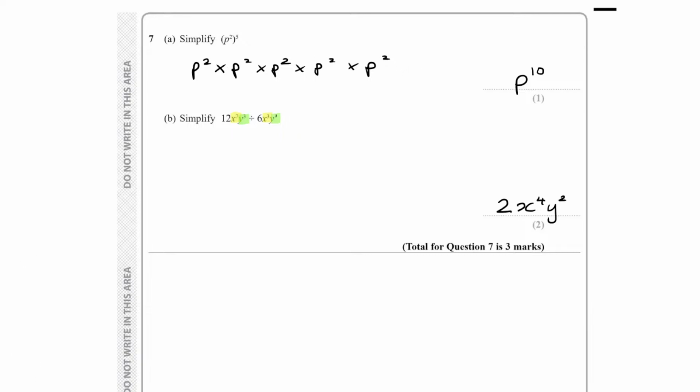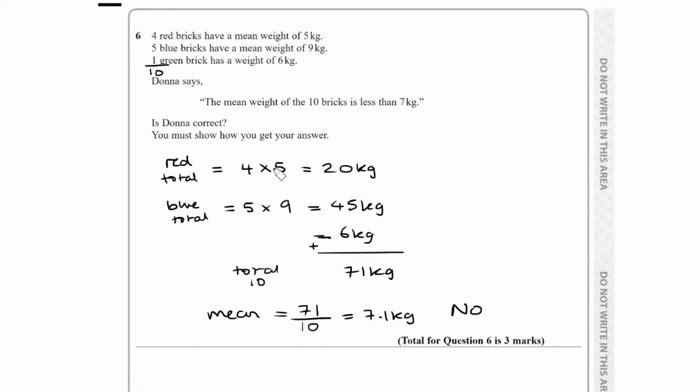Oh, the previous question, sorry. Why do I multiply them? Because I'm reversing the mean. So if I were to write it out fully, let's say you wanted to work out the mean. I know it's 5, but let's say you wanted to work out the mean of the red bricks. You would do the total of the red bricks, wouldn't you? You'd add them all together if you knew what they were.